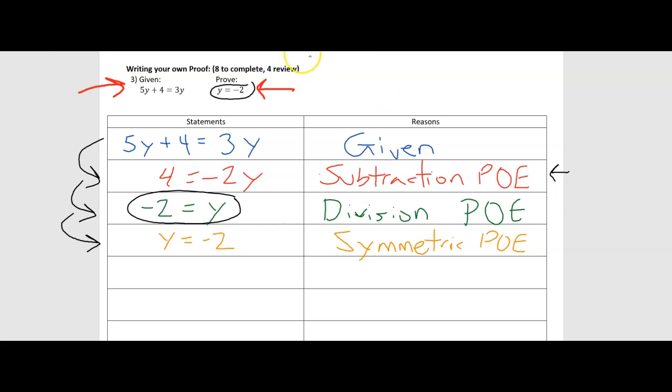You'll notice that you didn't use all the rows in your proof. That's fine. Many times I give you more than you need. It's also possible that you could have solved this a different way and used more steps. So maybe you started off by subtracting 4 from both sides. That's okay. You're allowed to prove things in different ways as long as you justify each and every step. This is just one way of proving that y is equal to -2.